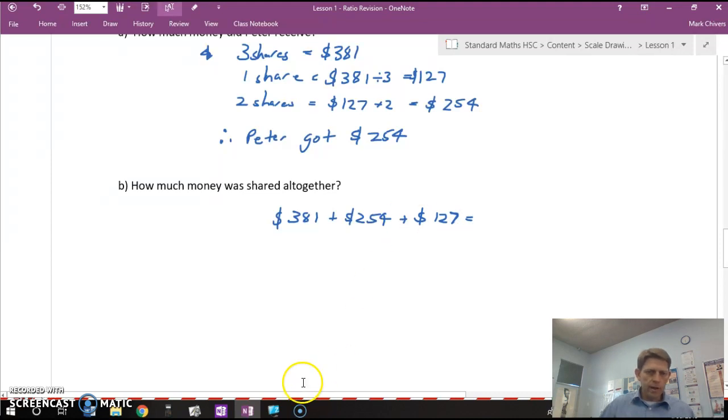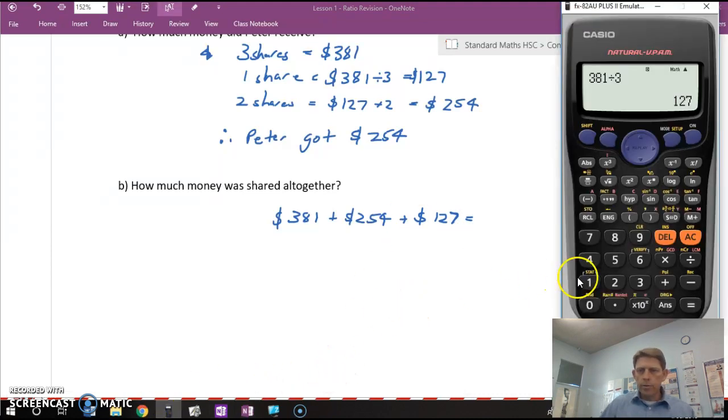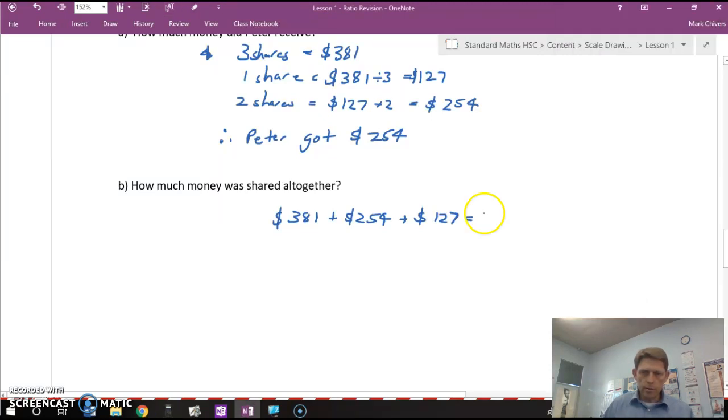So I can just add all those 3 figures up. I'll use my calculator for that. So 381 plus 254 plus 127, and it should probably work out to be double 381, which is 762, which is right. So that's worked out nice for us. So $762.